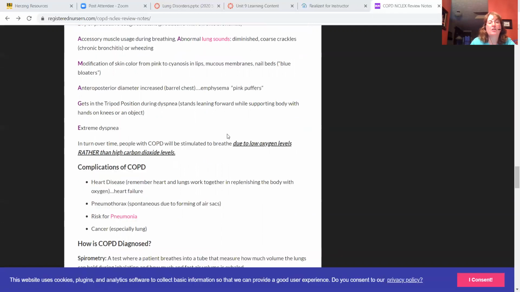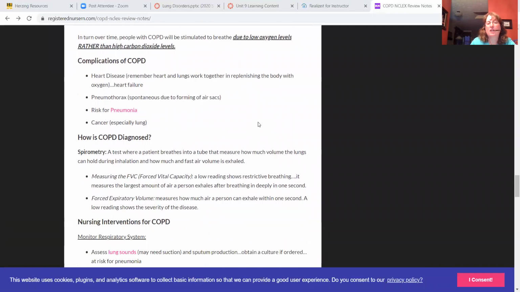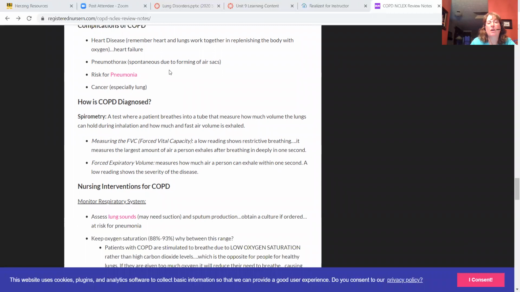Okay, complications of COPD. Again, you could get heart disease from this, so you can end up with heart failure, right-sided heart failure. You could get a pneumothorax. This could be a spontaneous one because of the problems with your alveoli. You could be at risk for pneumonia and also cancer, especially lung cancer. Usually this is going to be diagnosed with a test called a spirometry test. This is where the patient would breathe into a tube and it measures how much volume is in the lungs on inhalation and exhalation. That's something respiratory typically does, and it's not a very difficult test to do.